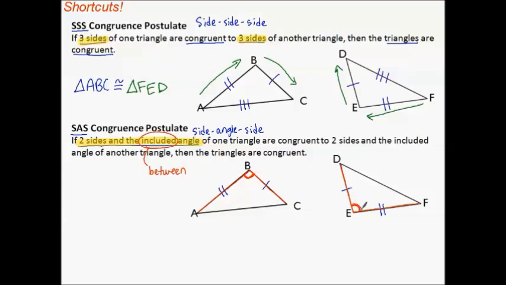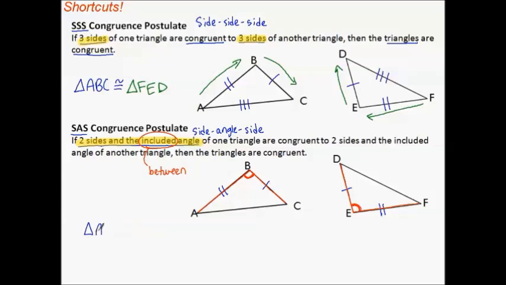E is the included angle. So according to side, angle, side, these two triangles can now be proved congruent. I can write a congruent statement just like I did before. How do we do it when there are angles and sides marked?